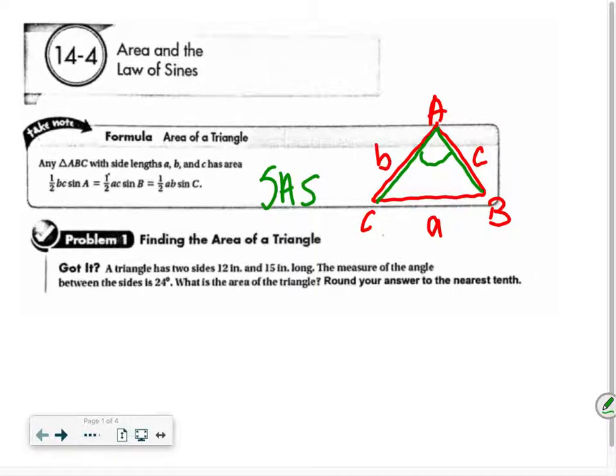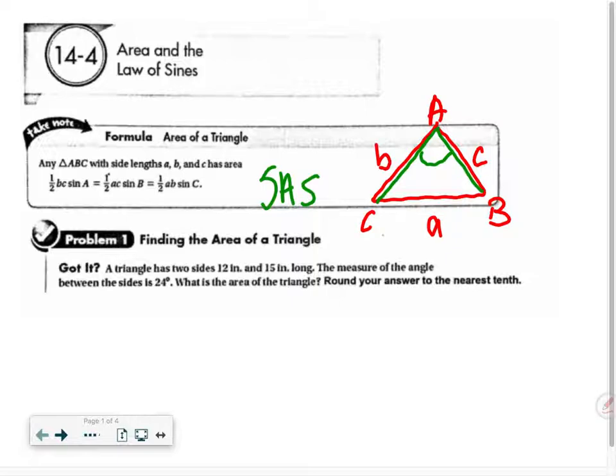If I have this angle over here and these two sides, it doesn't work. Your angle has to be in between your two sides. Then really the letters don't matter. You just take half of your sides multiplied together and the sine of your angle. Never take the sine of a side, always take the sine of an angle.